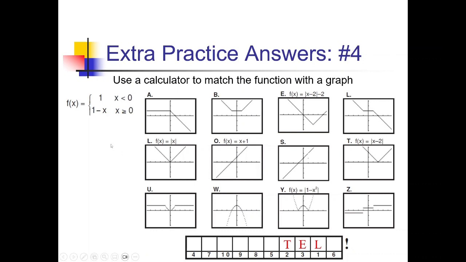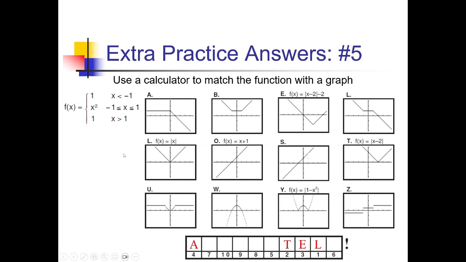For number 4, this one is actually so simple that I'm not even going to bother using the calculator. Until we get to 0, we have a horizontal line going through y equals 1. Once we get to 0, we then have the line basically negative x plus 1, a slope of negative 1 with a y-intercept of 1. So that describes choice A. It's like right there in front of me. Here's our horizontal line. Here's our line with the slope of negative 1 and a y-intercept of 1. So A going in spot 4.